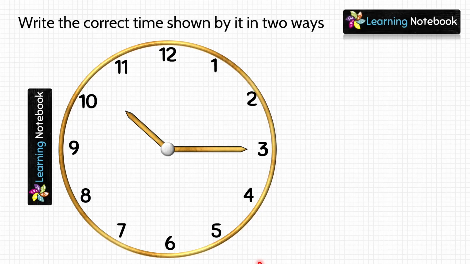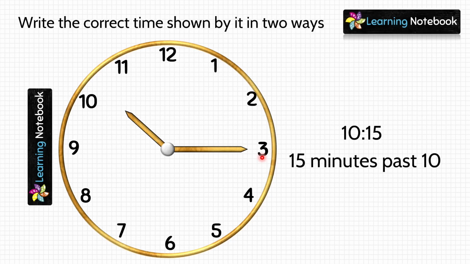Now students, take a look at this clock. Here, the hour hand is between 10 and 11. So, hour is 10 and where is the minute hand? It is at 3. So, 15 minutes have passed. So, we read this time as 10:15 or 15 minutes past 10. Another way to read this time is 10:15.